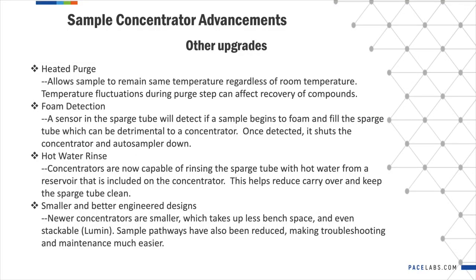There are several other upgrades that newer concentrators offer. Heated purge allows samples to remain the same temperature regardless of room temperatures. This is helpful because temperature fluctuations can affect compound recovery. Some new concentrators come equipped with a foam detection sensor on the sparge tube that will shut it down in the presence of foam that is detrimental to the concentrator itself. They also now come equipped with hot water reservoirs that rinse the sparge tube and help keep the concentrator clean.